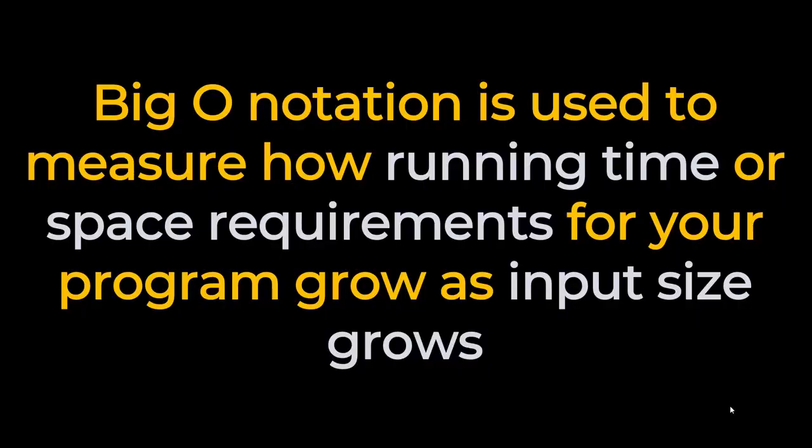The first thing that you have to make yourself familiar with when you start learning data structures and algorithms is big O notation. I have not seen any programming interview where they don't ask about big O notation, data structures and algorithms. In this video, I am going to tell you what big O notation is by using a few simple examples. Big O notation is used to measure how running time or space requirements for your program grow as the input size grows. In this video, we are only talking about running time.